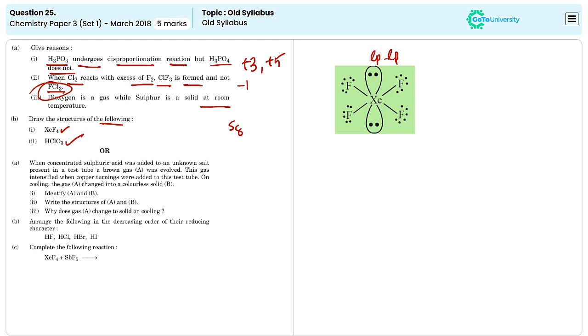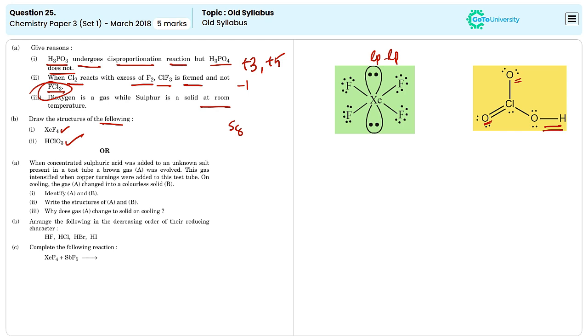The second molecule is HClO3. Here we could see that chlorine is doubly bonded to one oxygen, singly bonded to another oxygen, and singly bonded to one hydroxyl group. This is the structure of the HClO3 molecule.